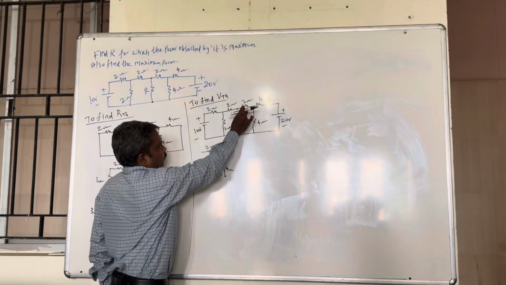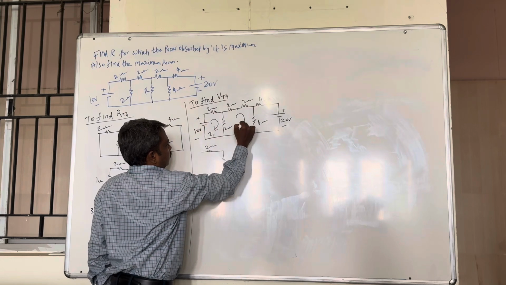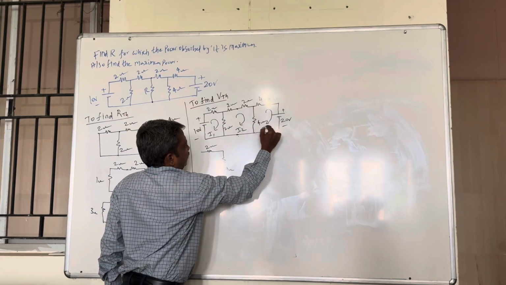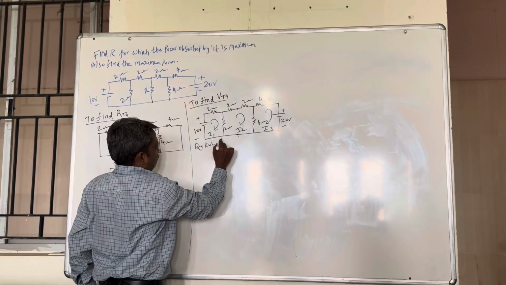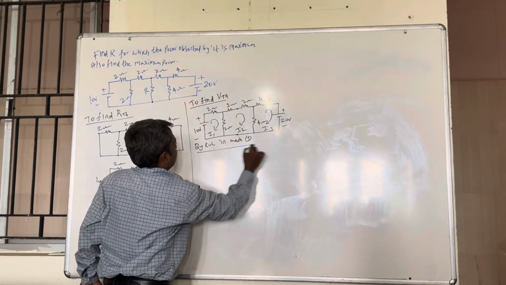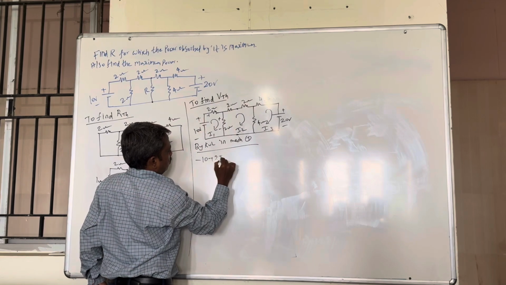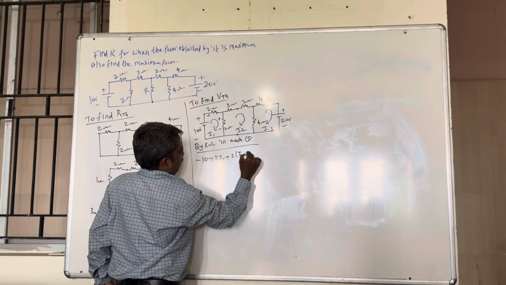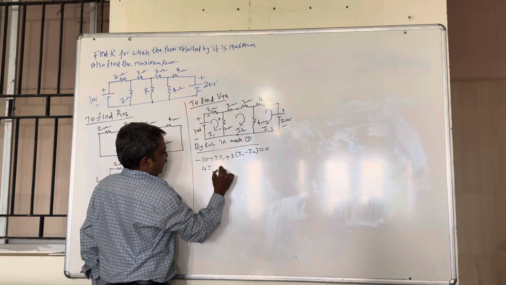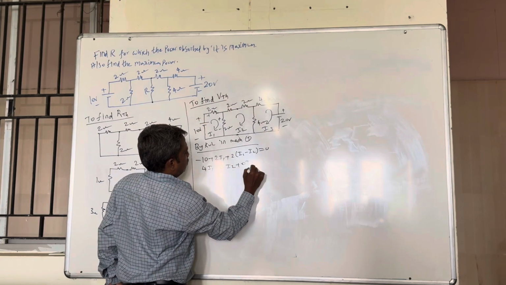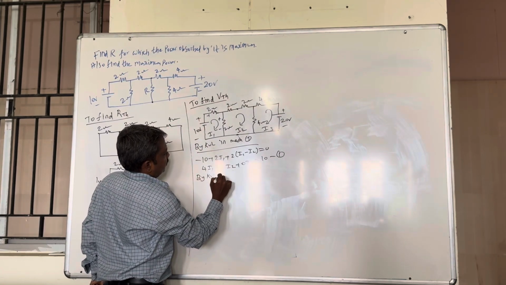So how will you find out the potential across these 2 ohm and these 4 ohm? You go through mesh analysis, I1, I2, I3. By Kirchhoff's voltage law, in mesh 1, minus 10 plus 2 I1 plus 2 (I1 minus I2) equal to 0. 2 plus 2, 4 I1 minus 2 I2 plus 0 I3 equal to 10. This is equation 1.